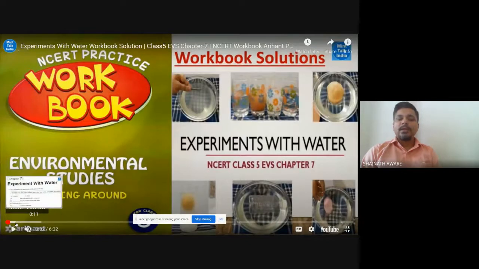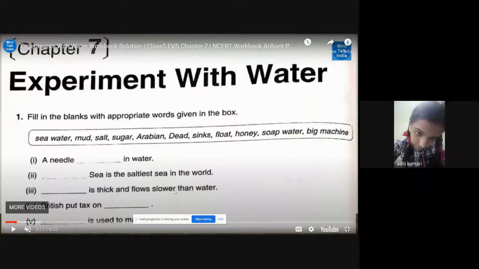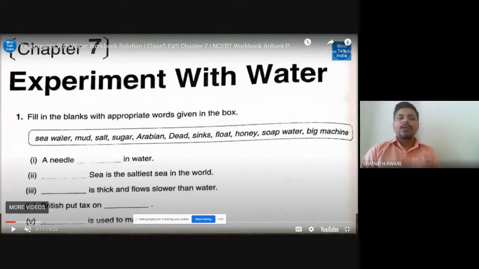I request you all, you can see the experiment with water, fill in the blanks, you know it. First prepare on your own. A needle dash in water, whether it sinks or floats, you know it now.